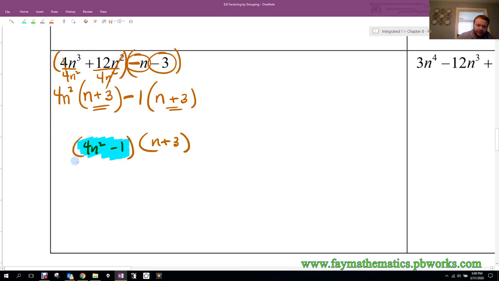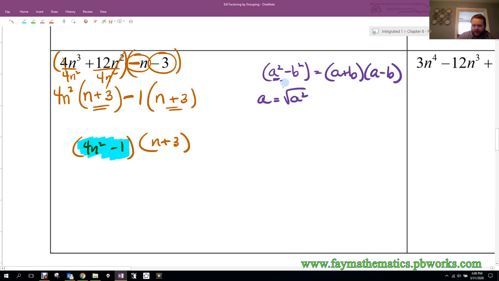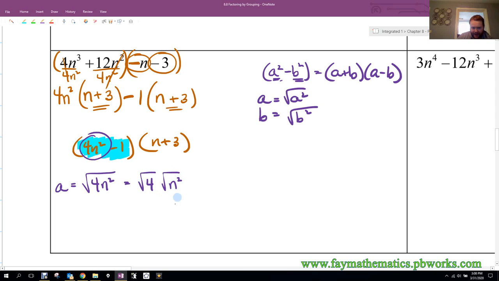Okay, if you remember, we had in the last videos, if I had a squared minus b squared, that turns into a plus b and a minus b, where a is the square root of that first term and b is the square root of the second term. So here, if that's my first term, a is the square root of it. But what that means then is that a can be found taking that.